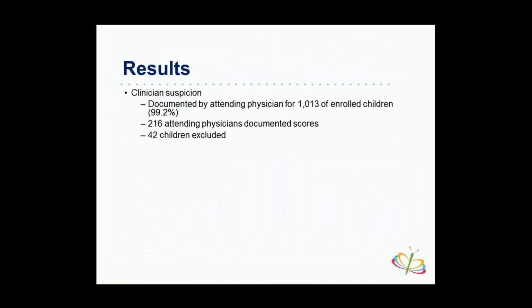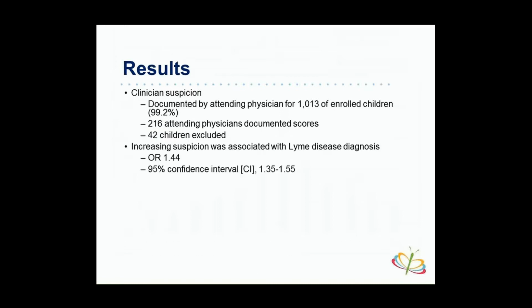So 99.2% of the patients participating had clinician suspicion scores documented by 216 attending physicians. 74% of the attendings enrolled more than one patient, with a range of 1 to 28 patients enrolled per attending. 42 children who had the EM lesions initially at presentation were excluded. Following that exclusion, increasing clinician suspicion was associated with Lyme disease diagnosis.